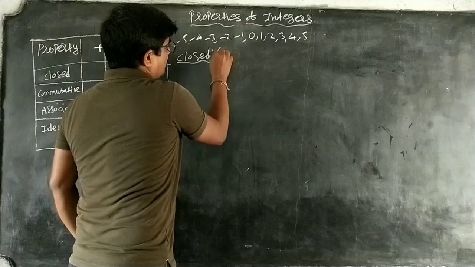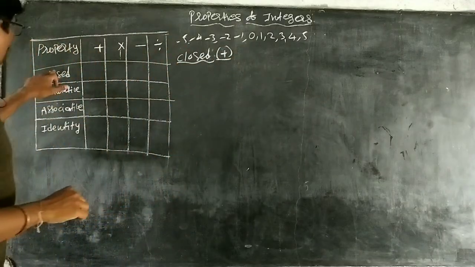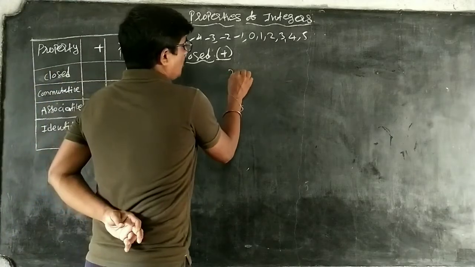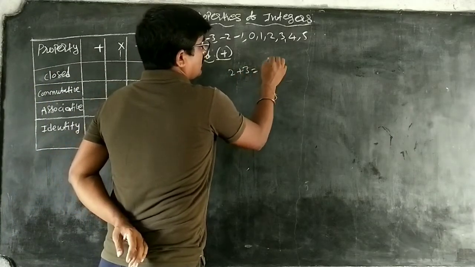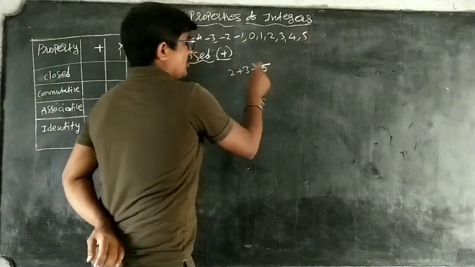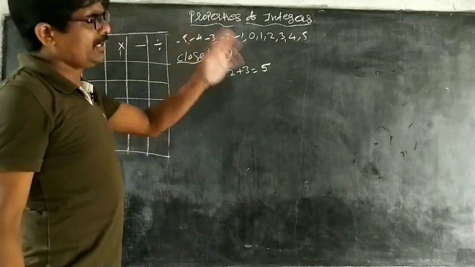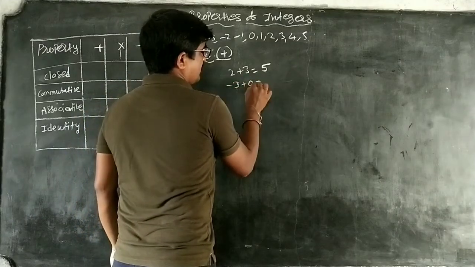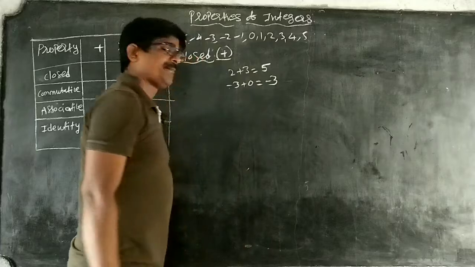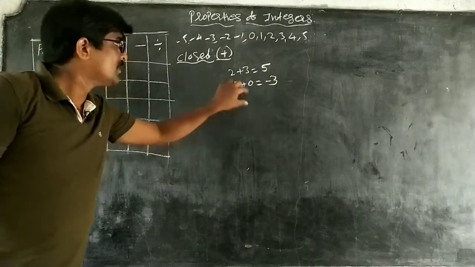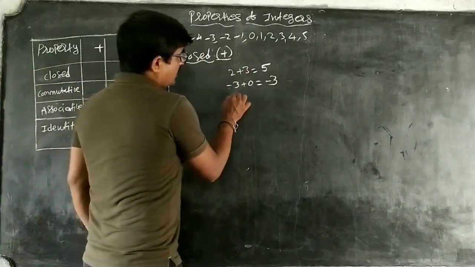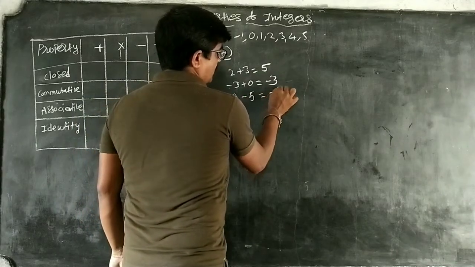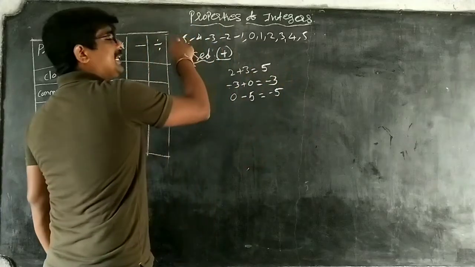under addition. I am checking the closed property under addition. So first, 2 plus 3 is equal to 5, and 5 is also an integer. Now take any two integers, for example minus 3 and 0. Minus 3 plus 0 is also minus 3, and minus 3 is an integer. Next, 0 plus minus 5 is also minus 5, and minus 5 is also an integer.